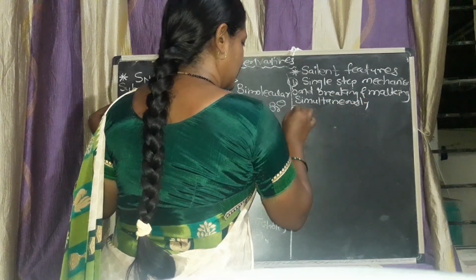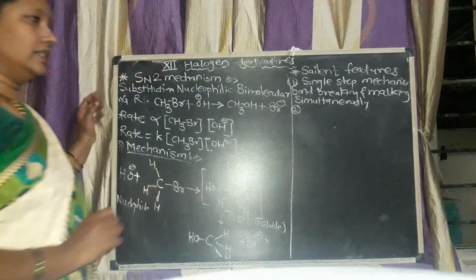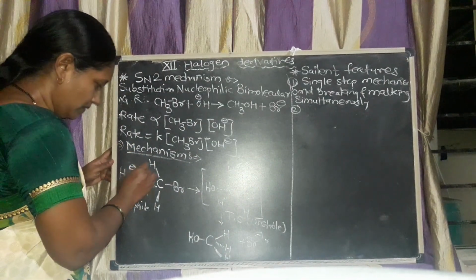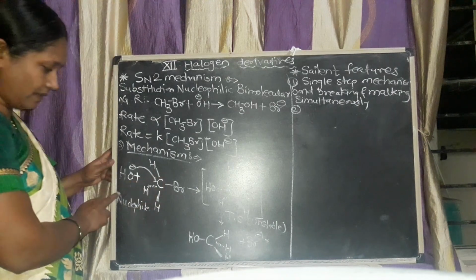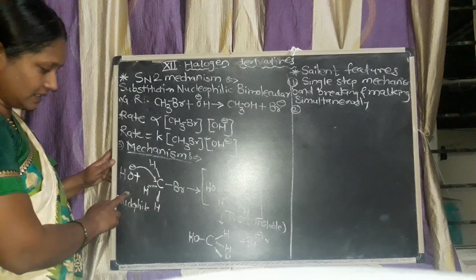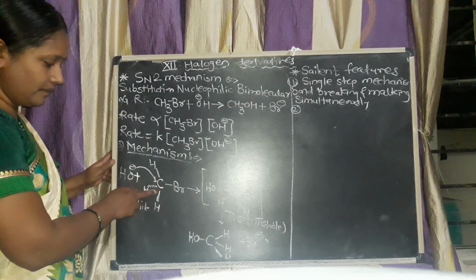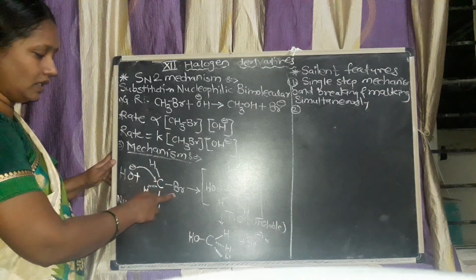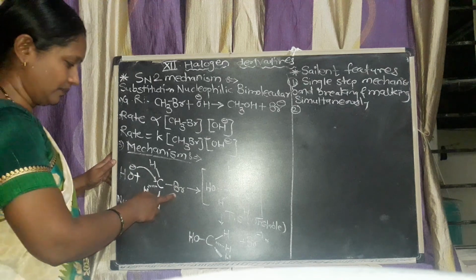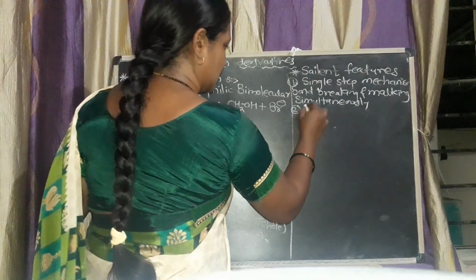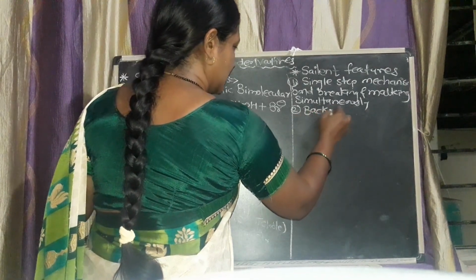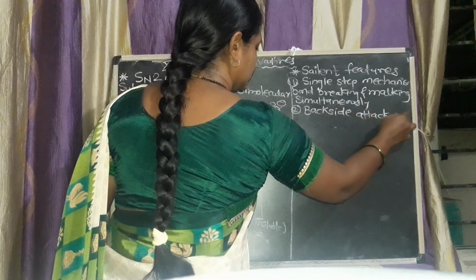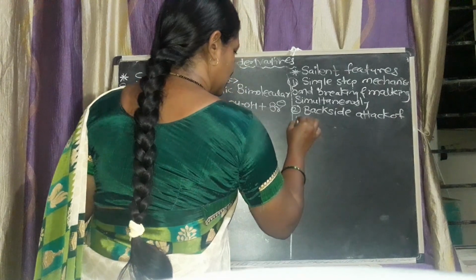Now second is the backside attack of the nucleophile. This nucleophile OH minus is added to the central carbon atom from the backside of the Br minus. Therefore the second feature is the backside attack of the nucleophile OH minus.